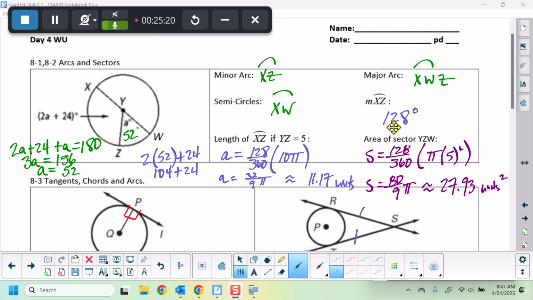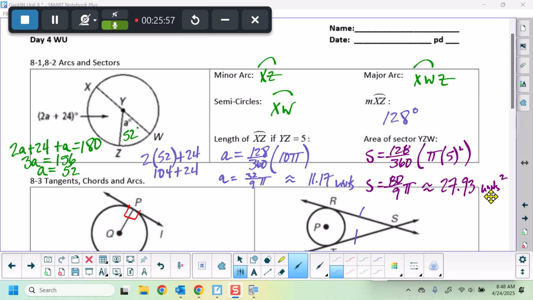Measure of arc XZ. I'm going to go ahead and say that 2A plus 24 plus this A has to equal 180. I get A has a value of 52, so this has a 52 degree measure, meaning this one's going to be supplementary, giving me a 128 degree measure. If I need to find the length, it's a conversation including a part of a circumference and its regular linear units. If I'm looking for an area, it's the fraction of the area and my units are squared.